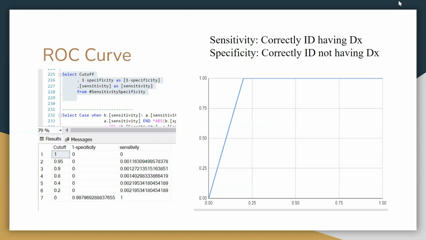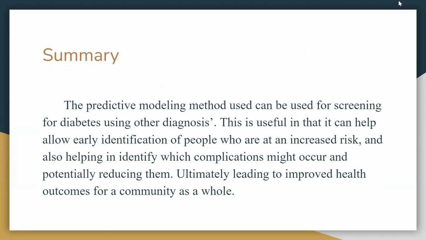And then we're able to take a look at our ROC curve, which shows the relationship between sensitivity and 1 minus the specificity here. Sensitivity is correctly identifying the patient having a diagnosis, as well as specificity is correctly identifying the patient not having a diagnosis.